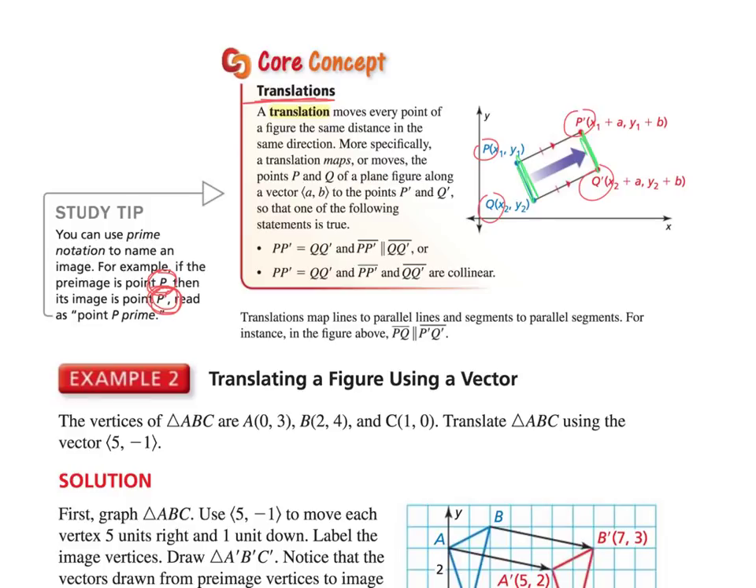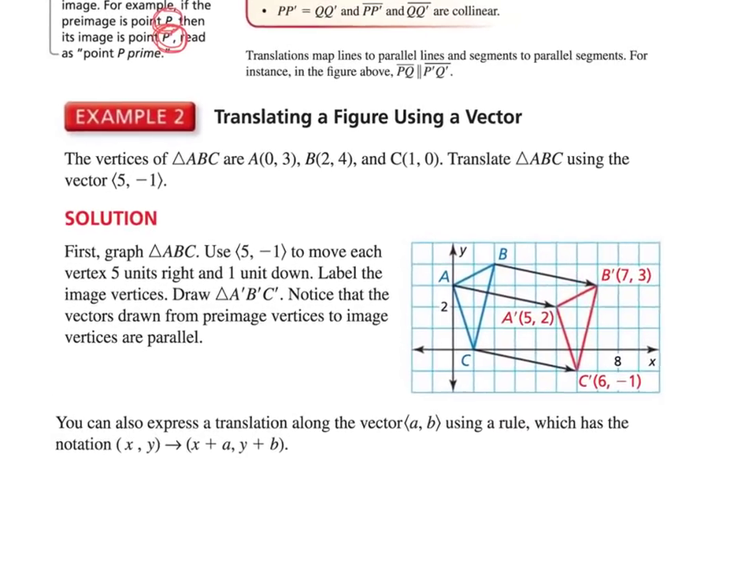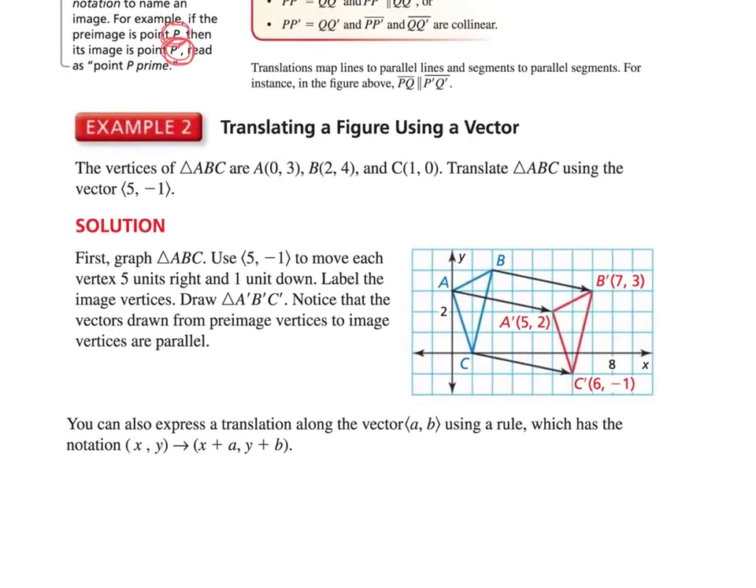So for example 2, they tell you what the vertices of the triangle are, or the points of the triangle. It says translate triangle ABC using the vector <5, -1>. So that means for each of the x values, I'm going to add on 5, and for each of the y values, I'll be subtracting 1.